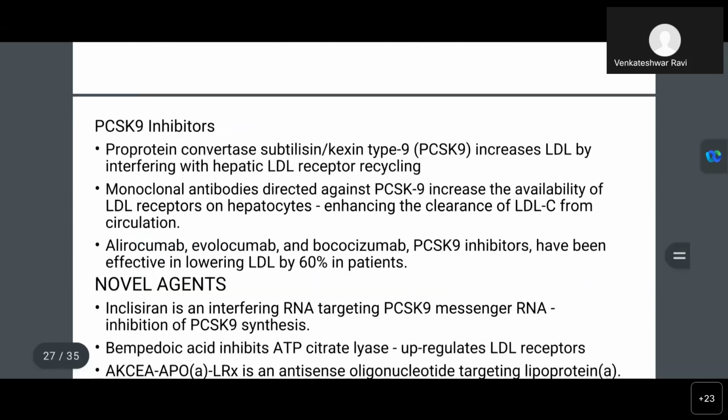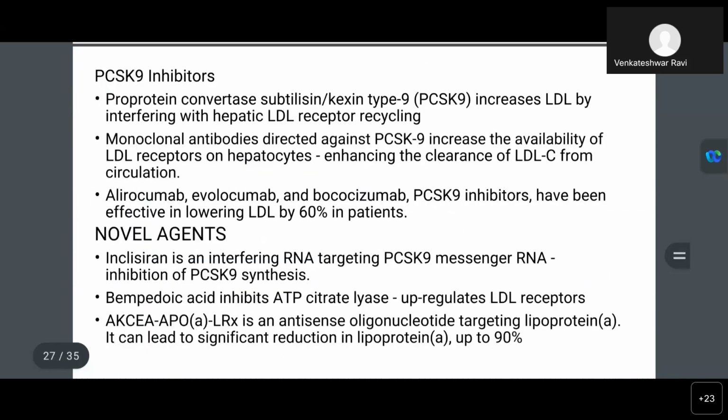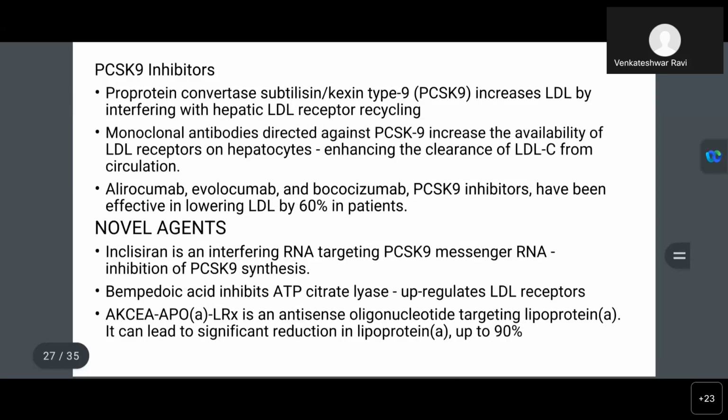Another novel agents are PCSK9 inhibitors. Proprotein convertase subtilisin/kexin type 9 increases LDL by interfering with hepatic LDL receptor cycling. These include alirocumab, evolocumab, and bococizumab. These have been effective in reducing the LDL level by 60% in patients.